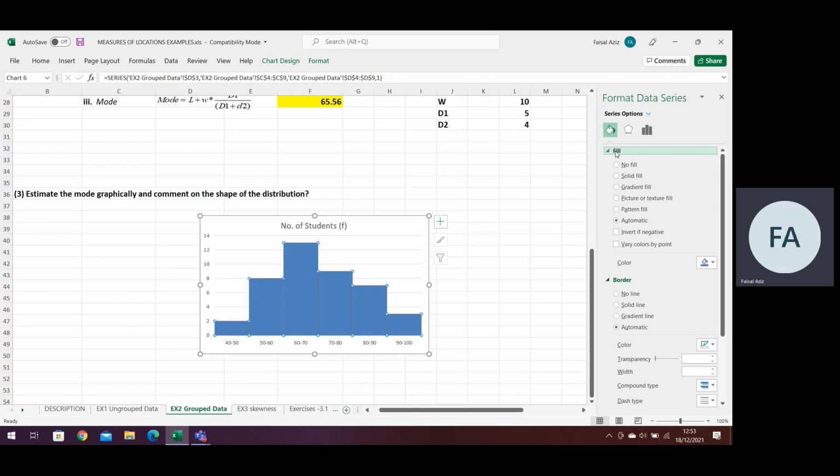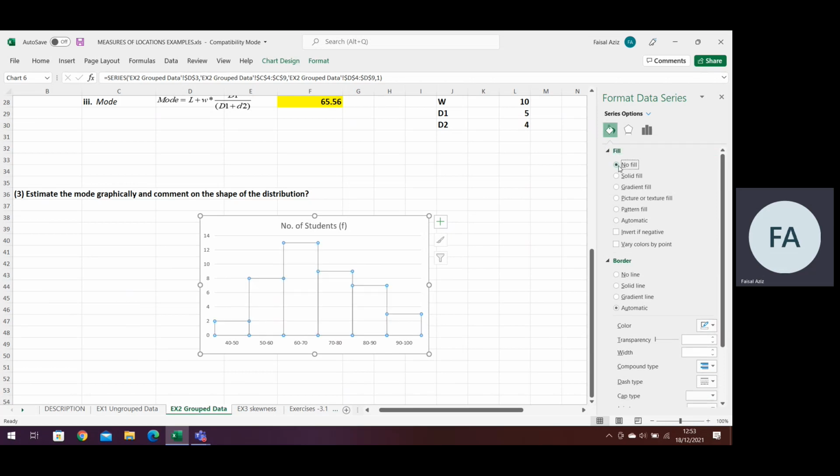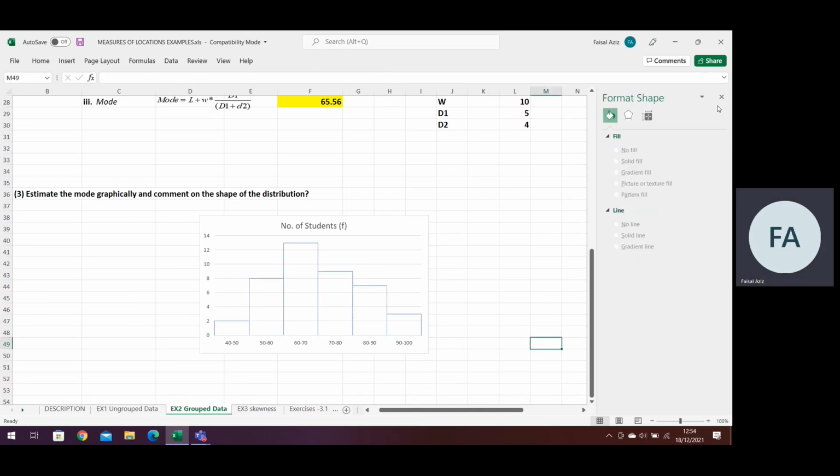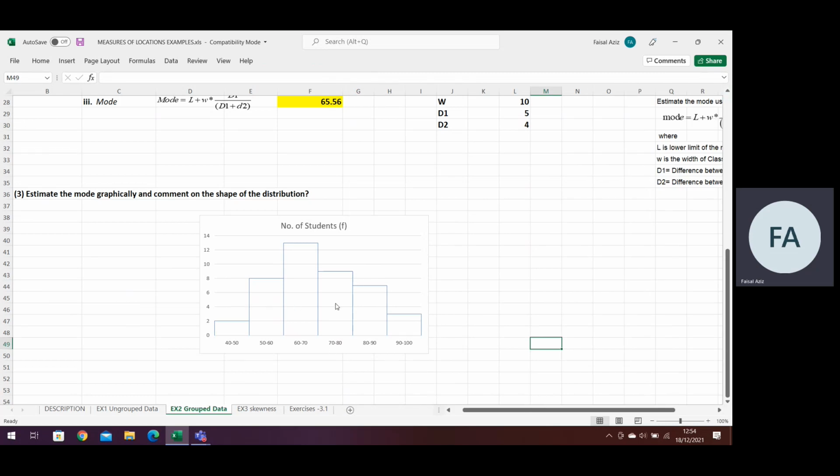blue. So what will I do? I will click no fill, and in the border I will have to select solid line. That's it. So after doing this, the graph looks like this, as you can see over here. Now we need to calculate the mode graphically.